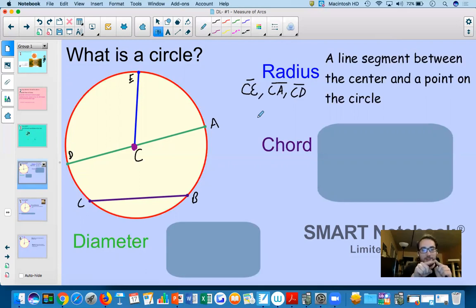It's kind of like going from the center to the edge. It's kind of like half the distance instead of going through the whole thing. We'll talk about that in a second.